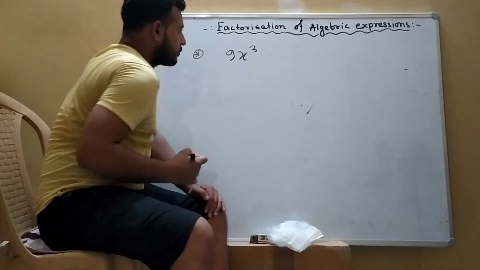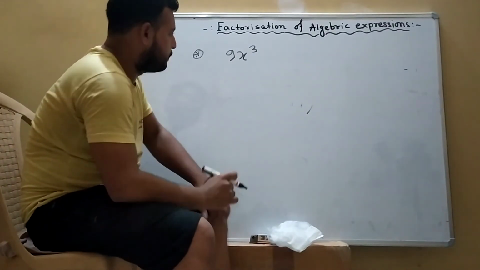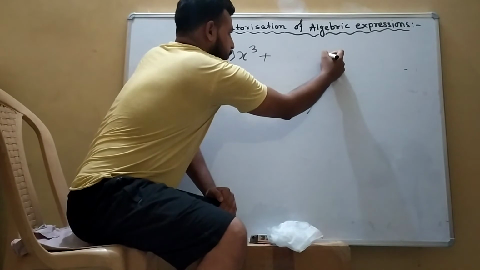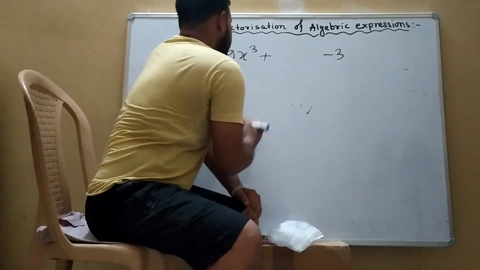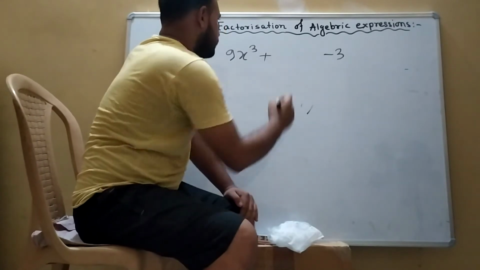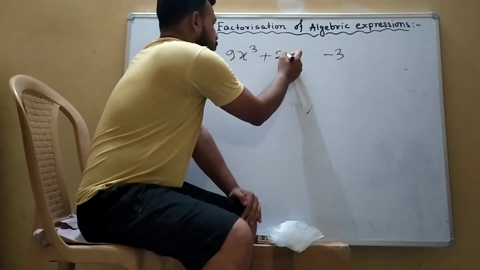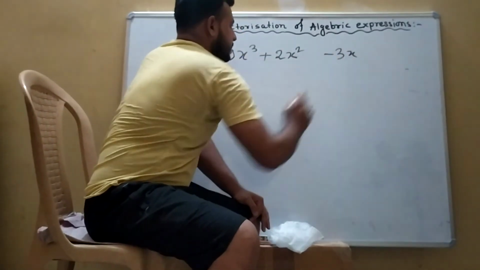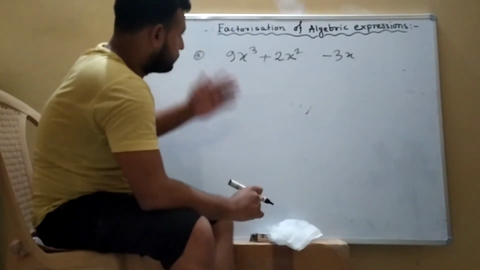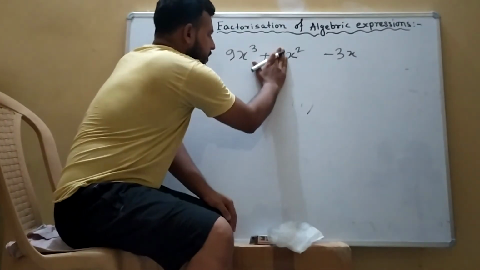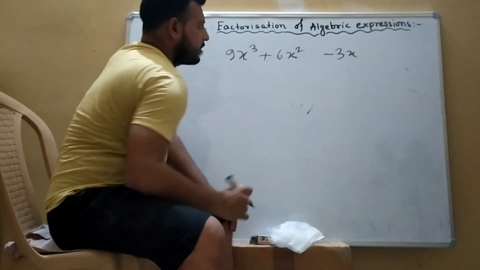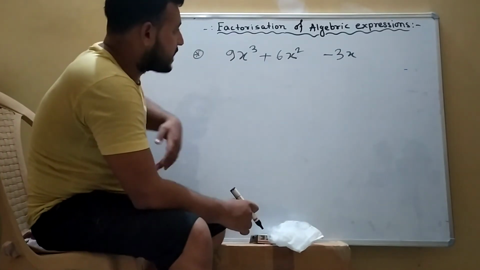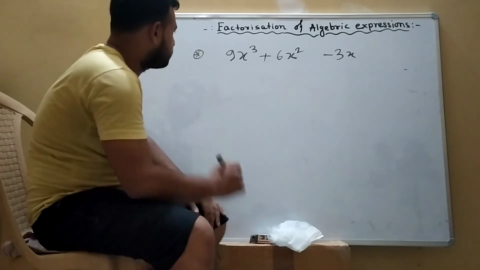9x cube plus 2x square minus 3x. This is given here. 2x square over here, which is what? 6x square minus 3x. So this example we are taking. Now we will apply here. We will try to factorize this by using the process.